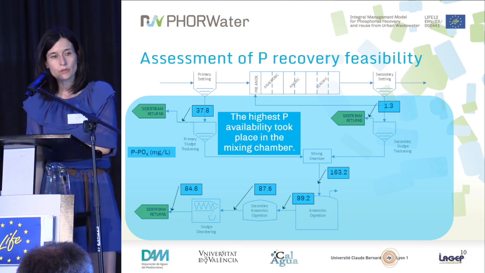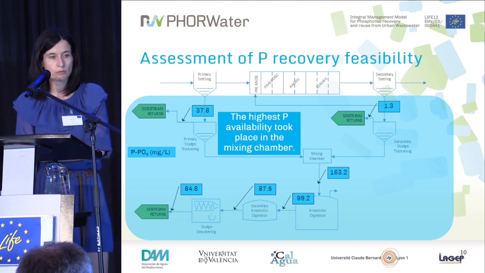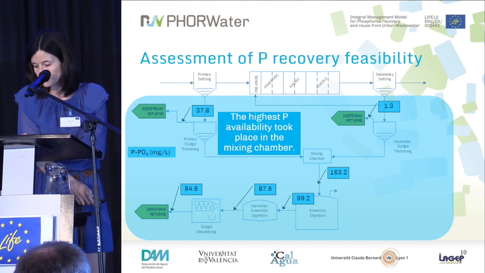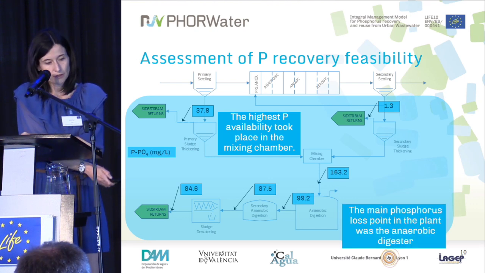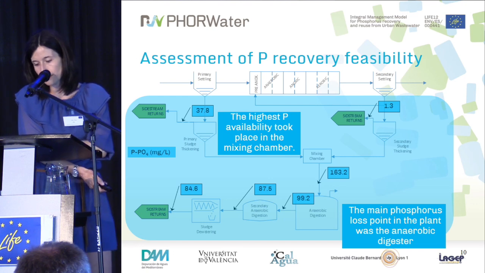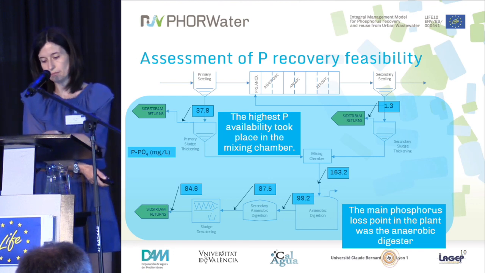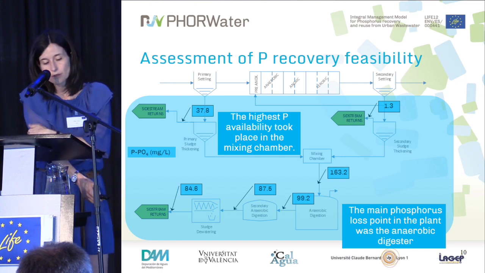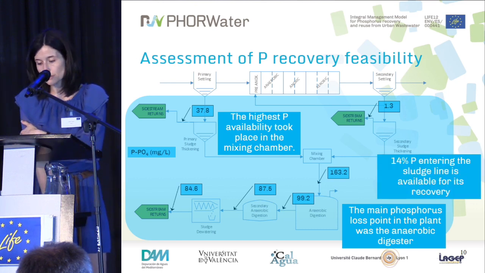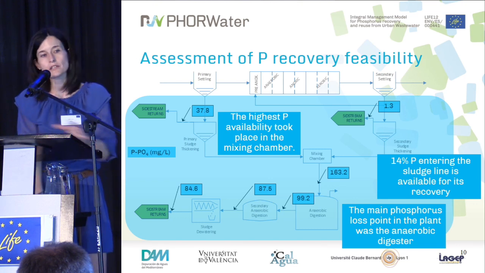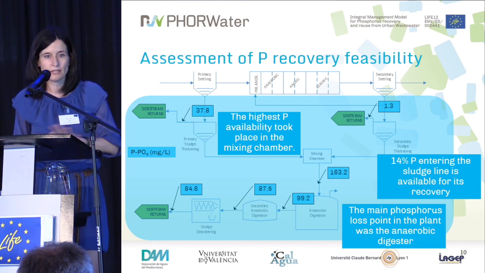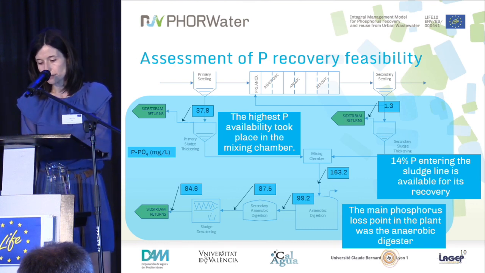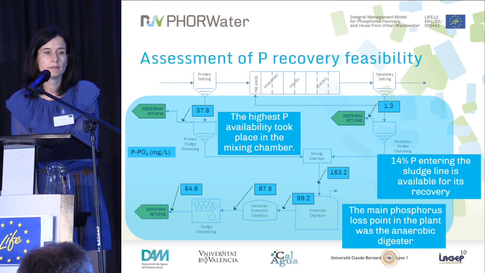So we think that if we want to recover as much phosphorus as we can, we should do it before those losses take place. We found that the highest phosphorus availability was in the mixing chamber. The main phosphorus loss point was the anaerobic digestion. And with this configuration, before we started doing anything, just studying all the flows, 14% of the phosphorus entering the sludge line was available for recovery.